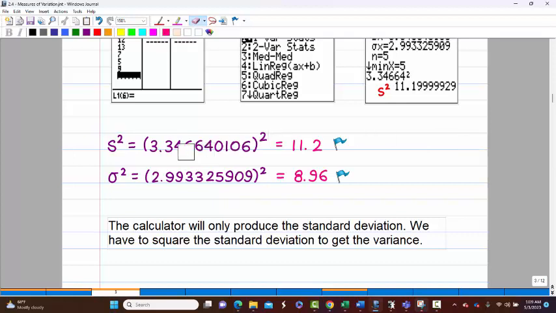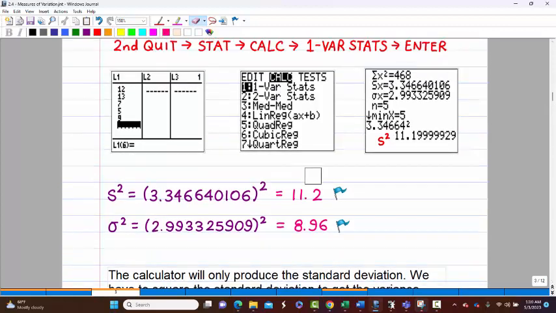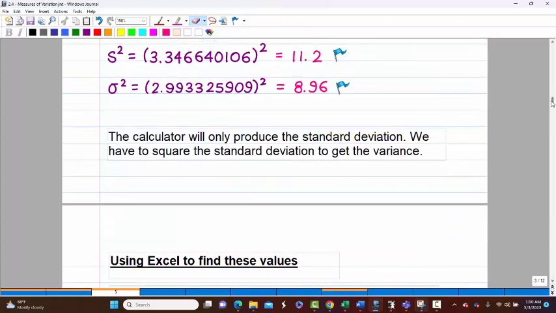So here we had to type, I don't know if you necessarily had to use all those digits or not. I know sometimes my stat lab can be picky, but I went ahead and put them all in there, squared it, and got the 11.2 that we got earlier for the variance. Then I typed in the population value, 2.99, and so on, squared it, and got the 8.96.